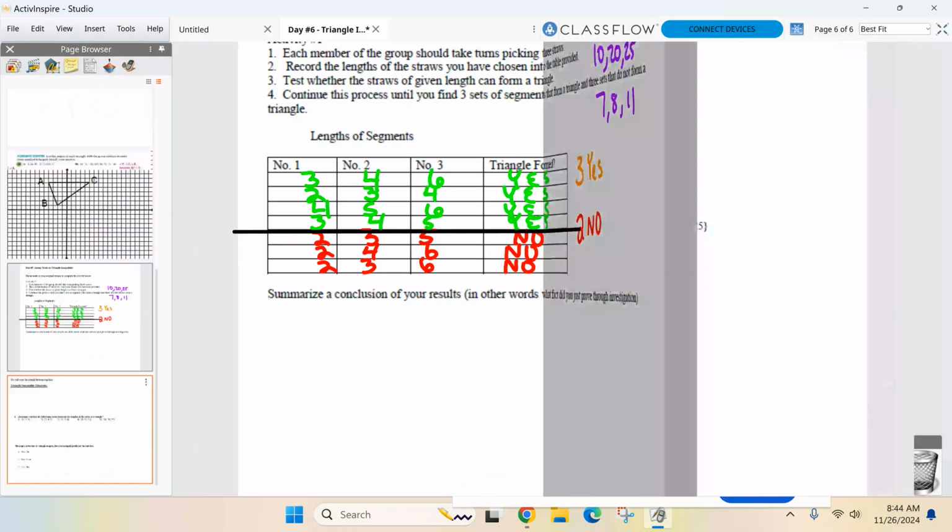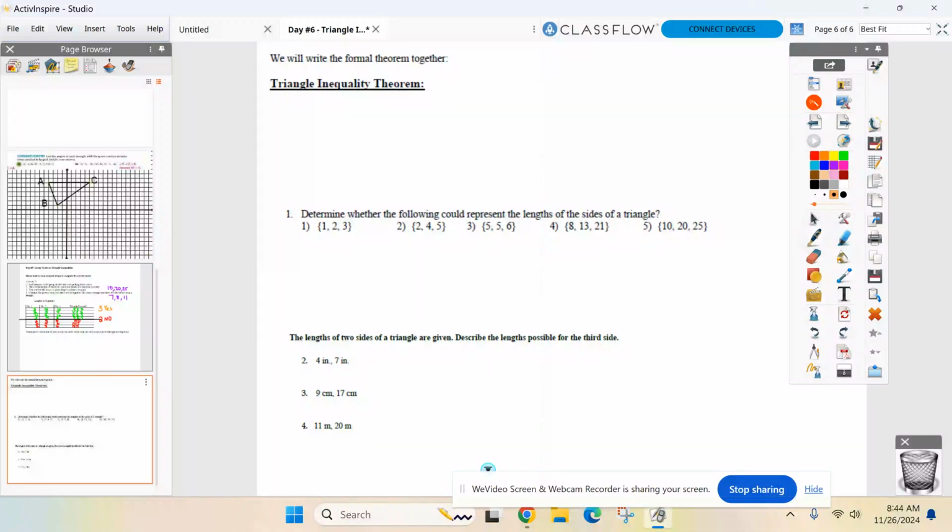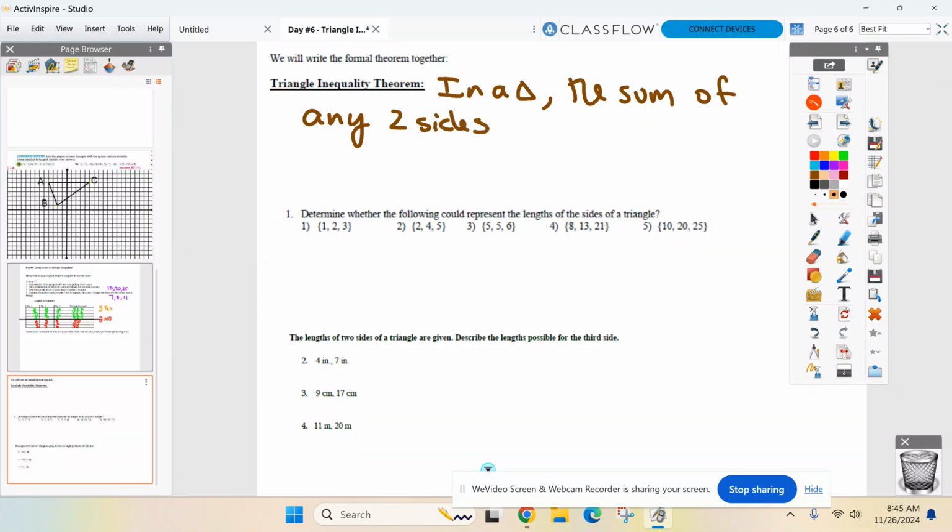So let's write that officially in our triangle inequality theorem. In a triangle, got to start out with that because none of these facts work in a square, a rectangle, rhombus. In a triangle, the sum, which means I'm going to add them, the sum of any 2 sides must be greater than the third.